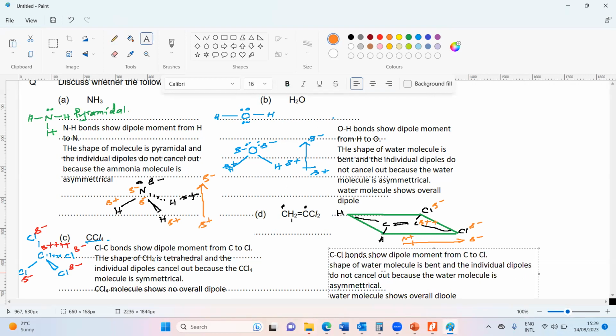We don't talk about the shape. The molecule is planar. And the individual dipoles do not cancel out because the molecule is asymmetrical. You can see it shows overall dipole.